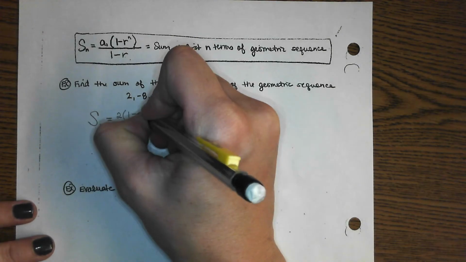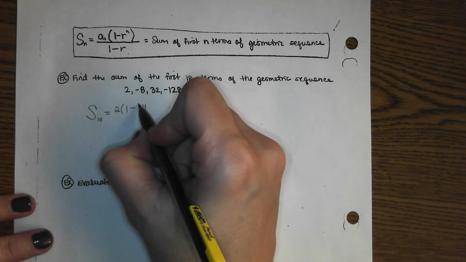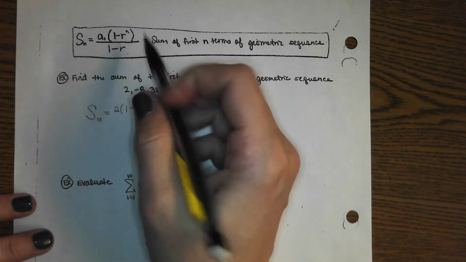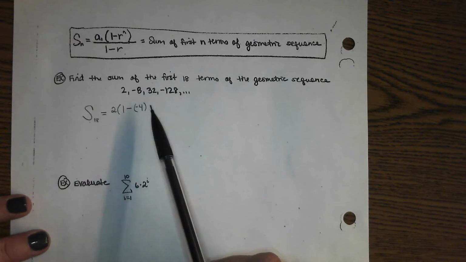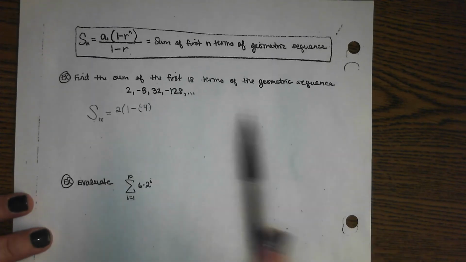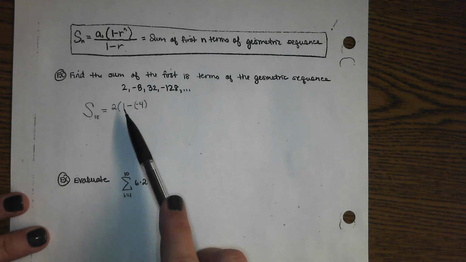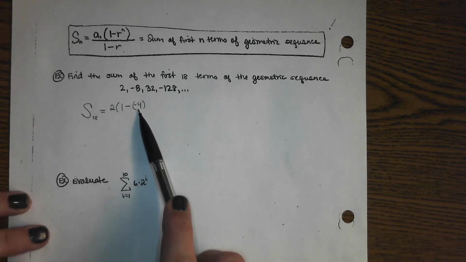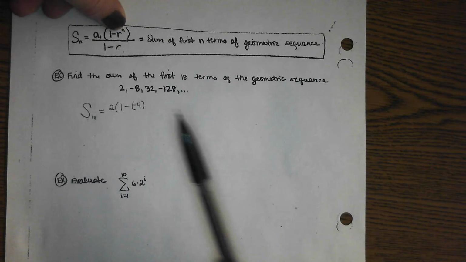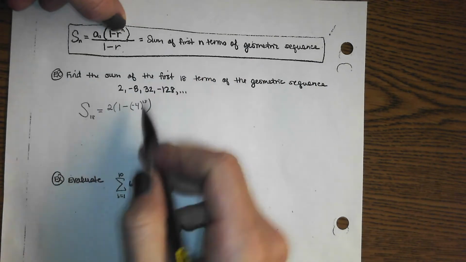Negative 4. Now, that negative 4 should be in parentheses because it has an exponent attached to it. So I'm not going to change it, and this is what I always remember as being a common mistake. 1 minus negative 4, as we see it right now, is not going to be 1 plus 4 because it's 1 minus negative 4 being raised to the nth power, which in this case is 18. So your exponent would come first.